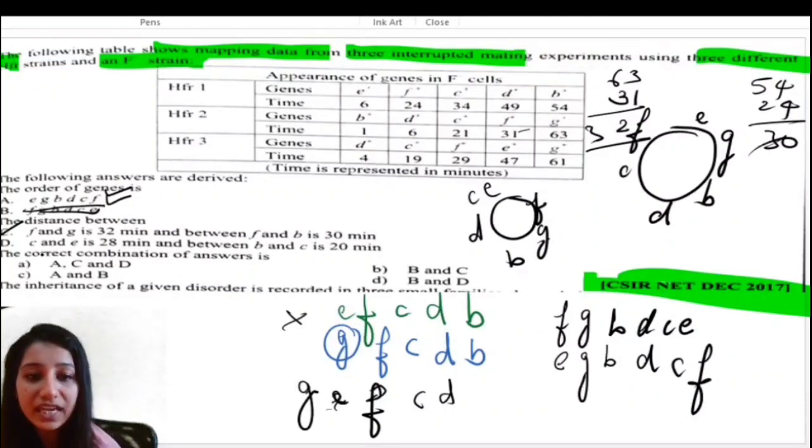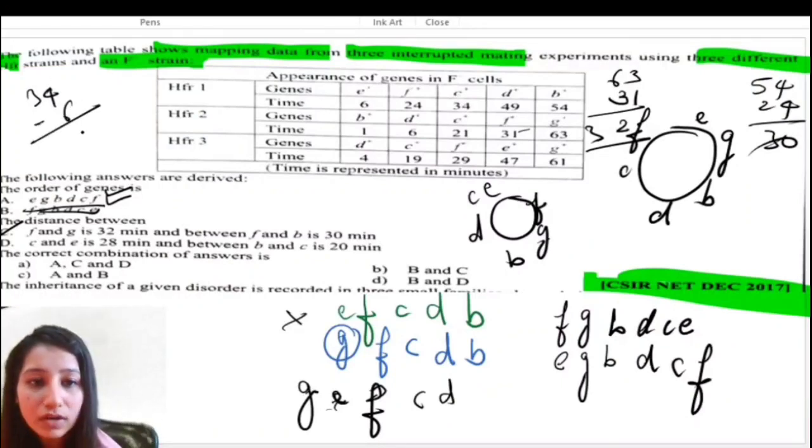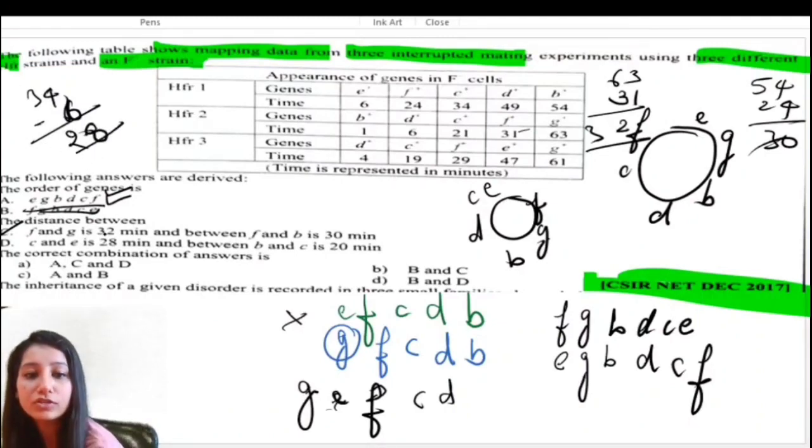If we see option D, the difference between C and E is 28. So here C is 34 and here E is minus 6. That is 14. 14 minus 6 is 8, and yes, 28. Okay, so this option is correct.